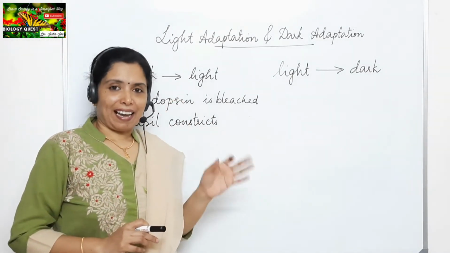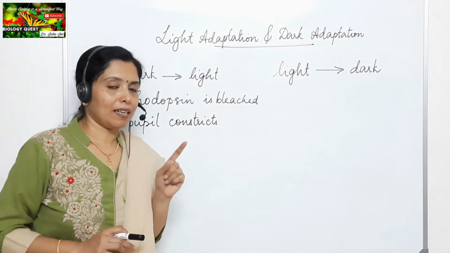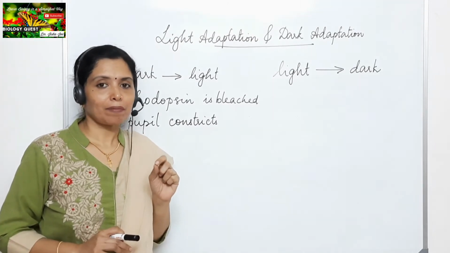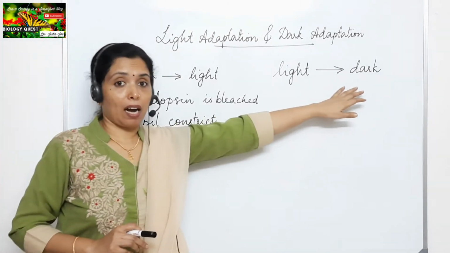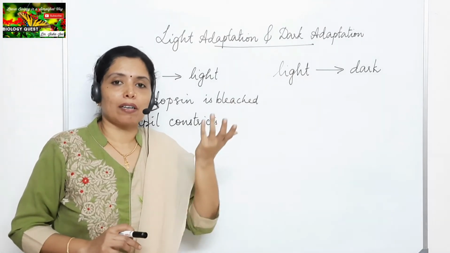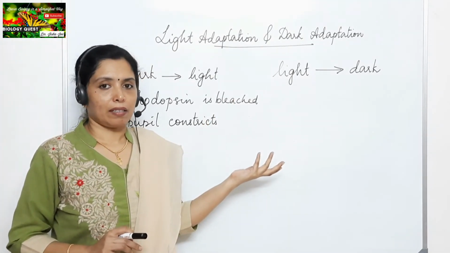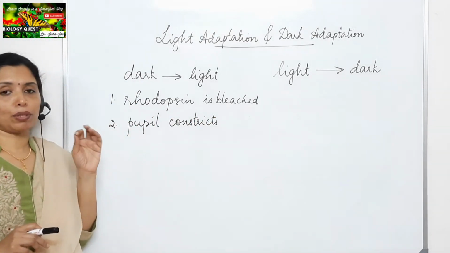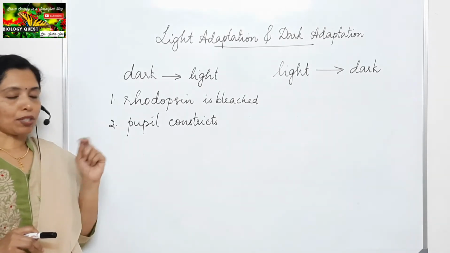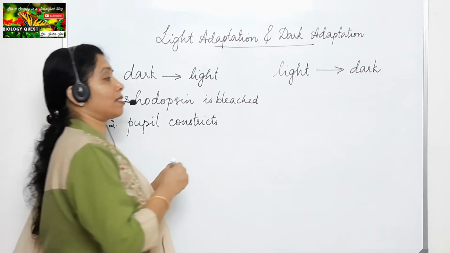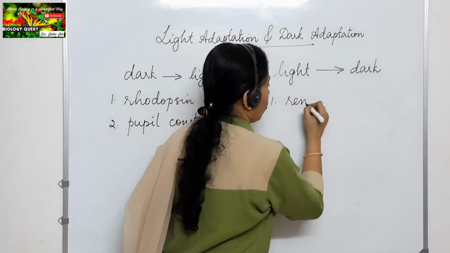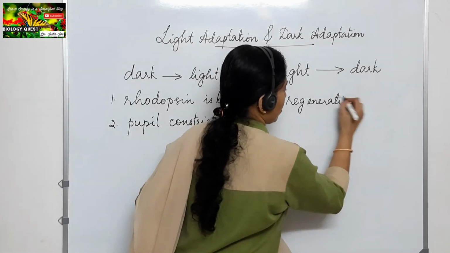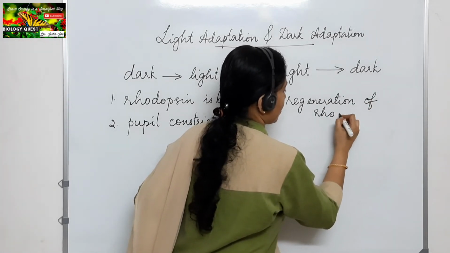When we were in the light, which was the pigment that was active there? It is the iodopsin that was active there. The cone cells were active there, isn't it? Now, when we move into the dark, the cone cells will not function in the dark. Which are the cells that are active or sensitive in dim light? We know they are the rod cells. So what should happen here? The first thing is the regeneration of rhodopsin should take place.